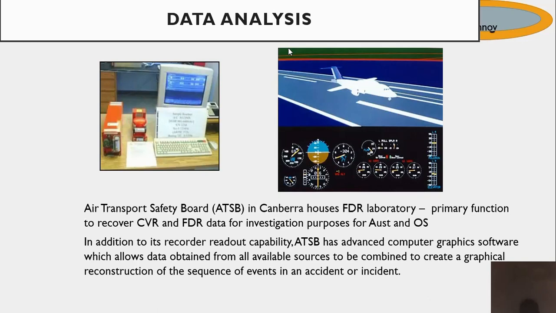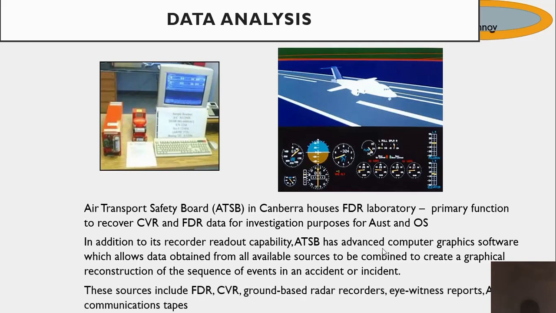The Air Transport Safety Board in Canberra houses the FDR laboratory. The primary function is to recover CVR and FDR data for investigation purposes. In addition to its recorder readout capability, ATSB has advanced computer graphics software which allows data obtained from all available sources to be combined to create a graphical reconstruction of the sequence of events in an accident or incident.